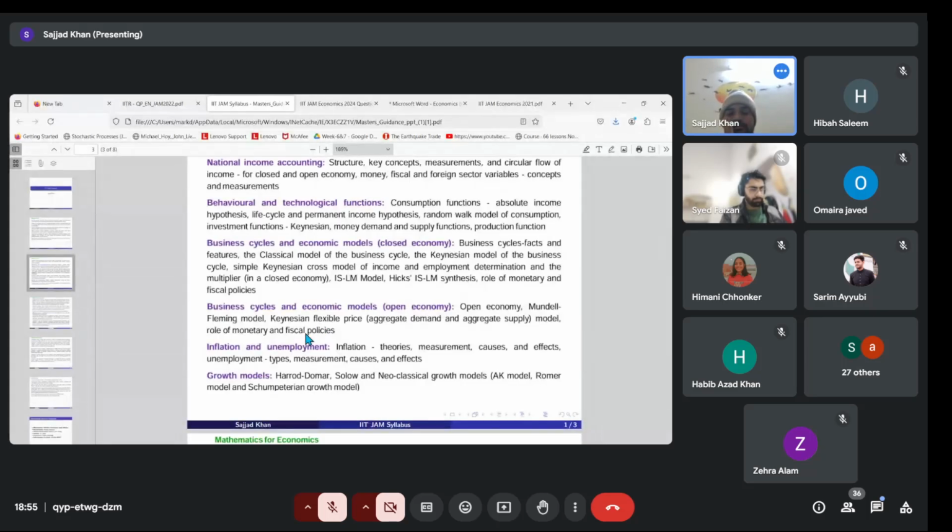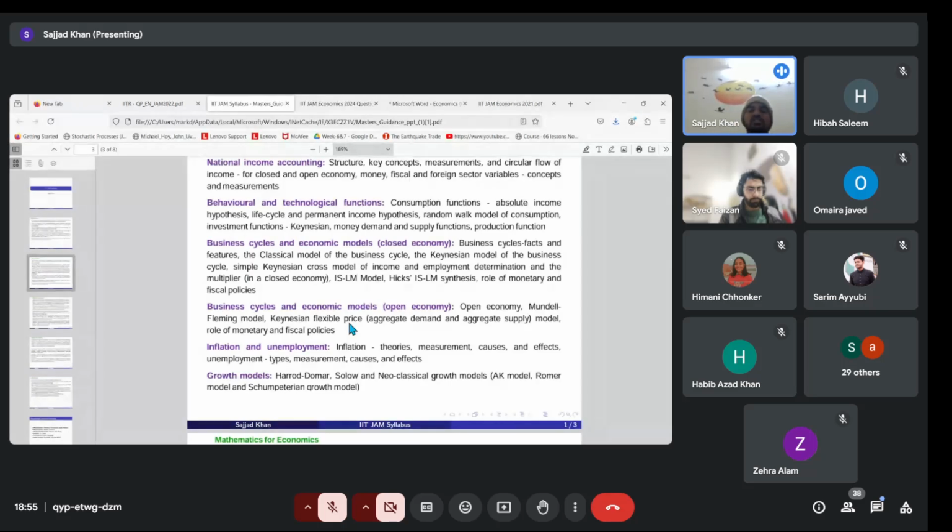So a direct question, I think, in business cycle and economic models will not be asked from the Keynesian flexible model, but it is important. They may ask this year; I think from the last 3 or 4 years it has not been asked. So it is important from the fiscal and monetary policy perspective.